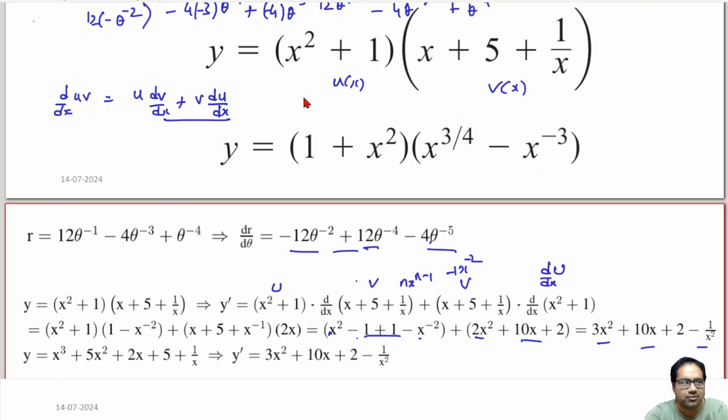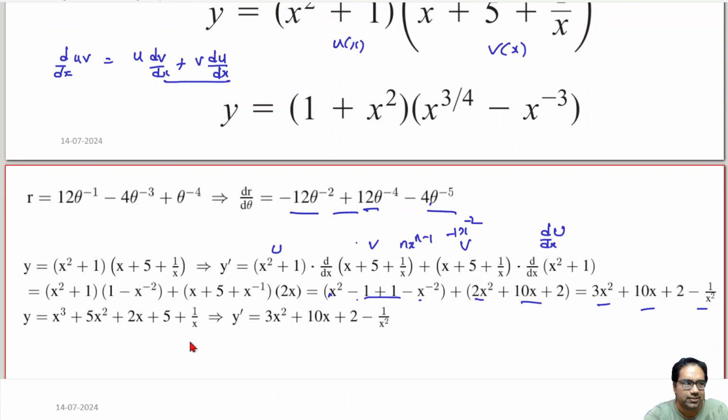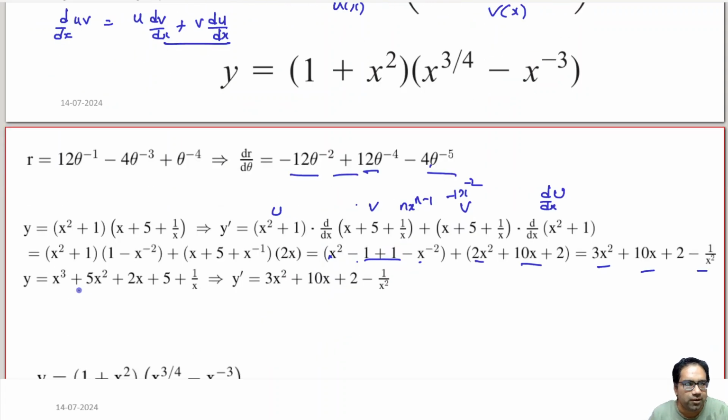x square into x square is x to the fourth, wait, x square into x is x cube, then 5x square, plus x square times 1 by x, which is x, plus 1 into x, which is x, so 2x, plus 1 into 5, which is 5, plus 1 into 1 by x, which is 1 by x. Now we have this in the form u1 plus u2 plus u3 plus u4 plus u5, and dy by dx will be d by dx of u1 plus d by dx of u2 and so on. So this is the sum formula.